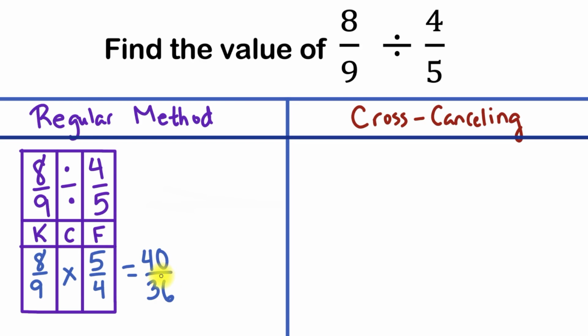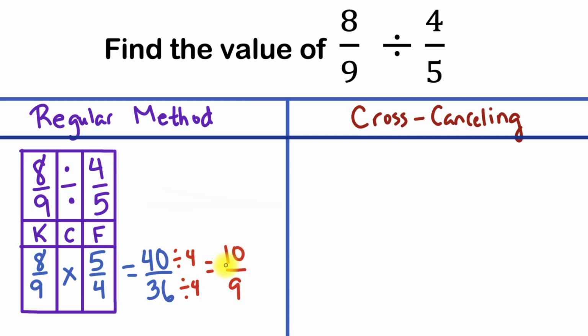Now what I would do here is, these numbers are kind of big and they're both even. So rather than trying to convert this to a mixed number, I would reduce it first. I know I can divide both 40 and 36 by 2, but I could also divide by something a little bit bigger. I could divide by 4. So 40 divided by 4 equals 10, and 36 divided by 4 equals 9.